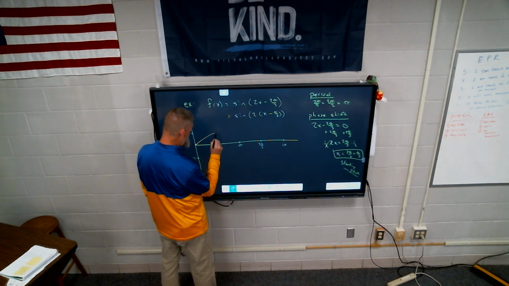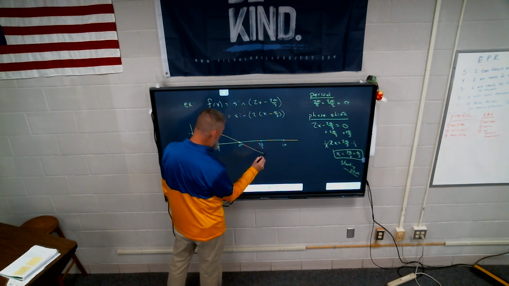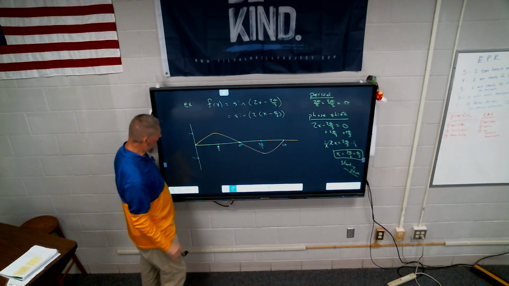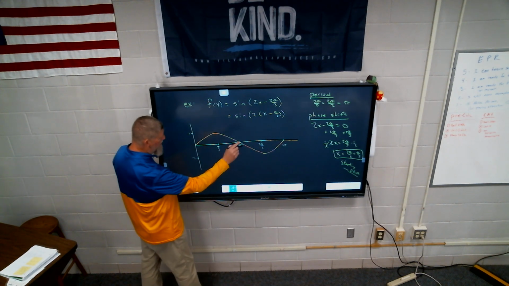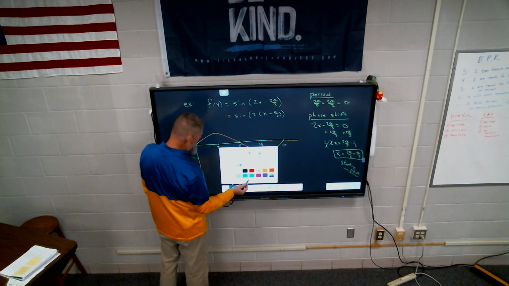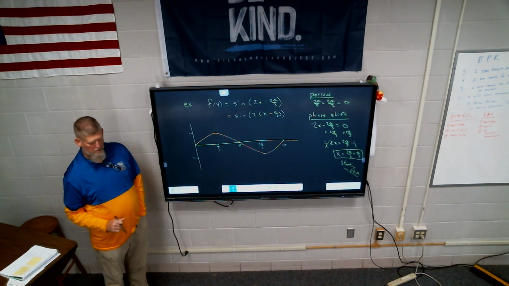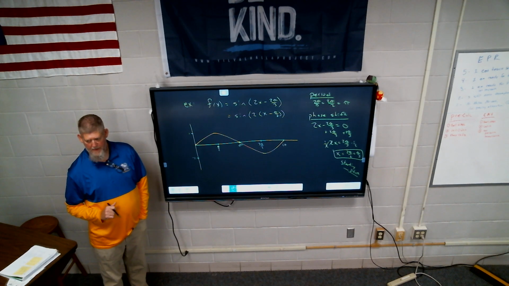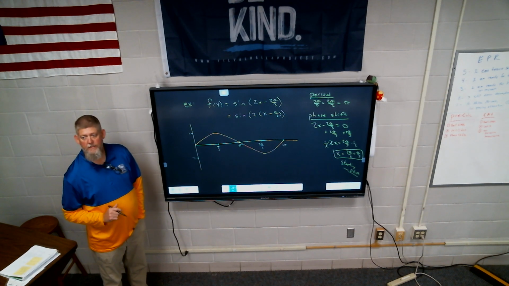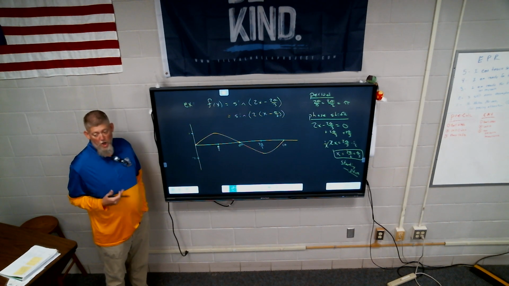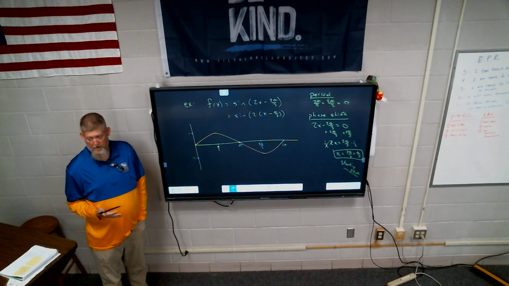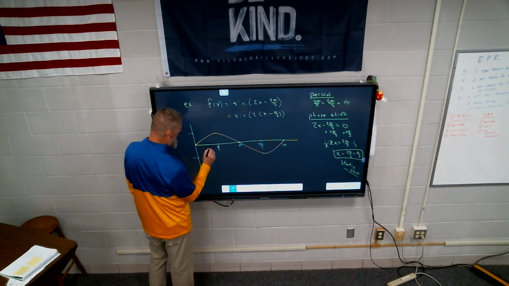Okay, so here's the parent graph. That's what the normal one looks like. So with my new one, I shifted it pi over 3. So where is pi over 3 on my graph? Somewhere in front of pi over 2, because we know from the unit circle it's in the first quadrant. So it's going to be just to the left of pi over 2.